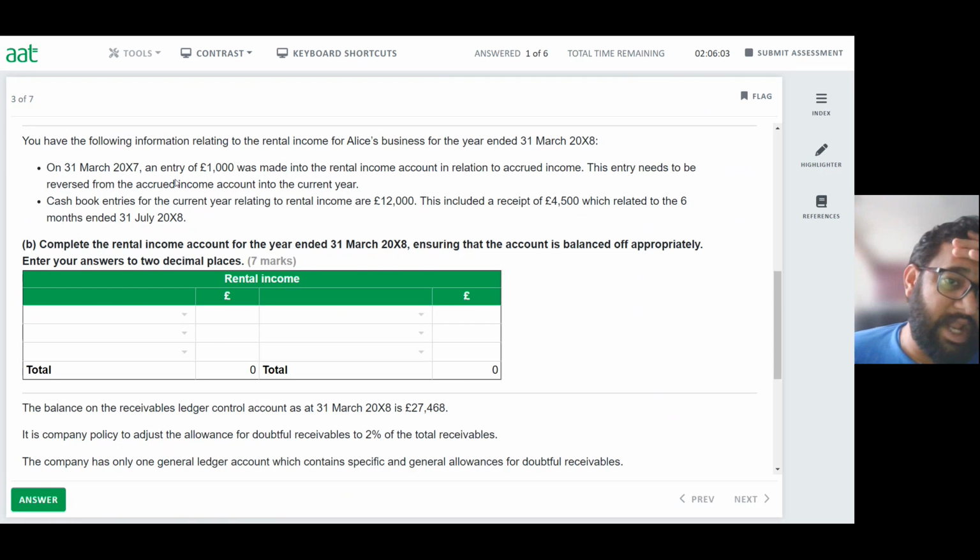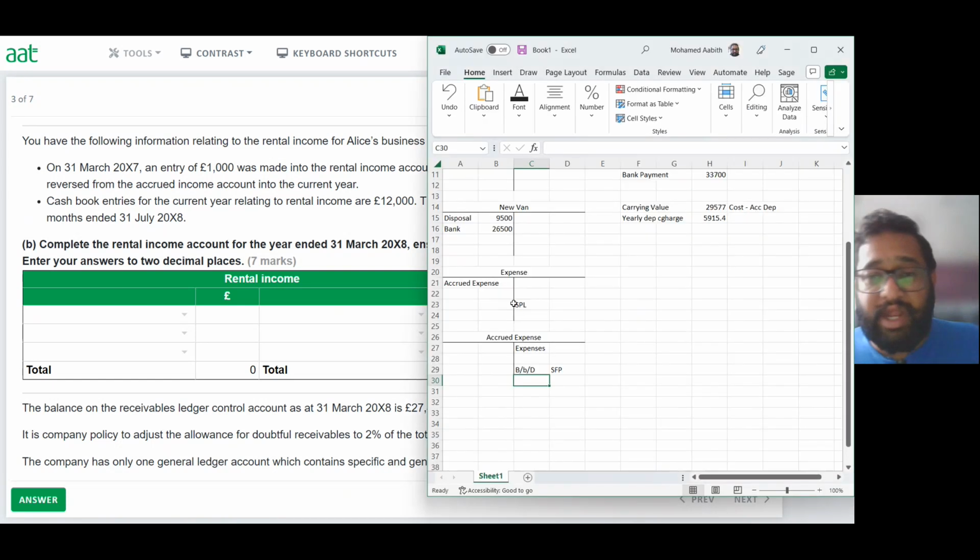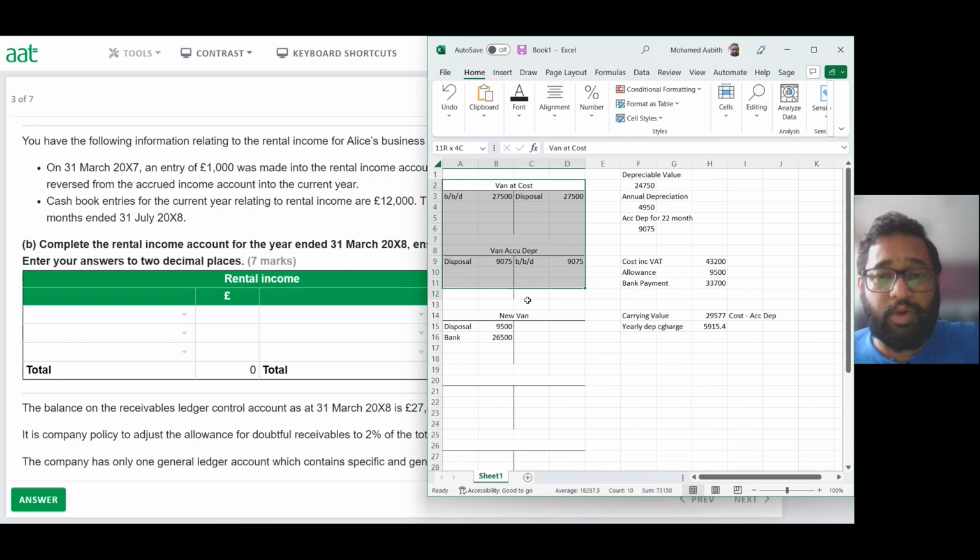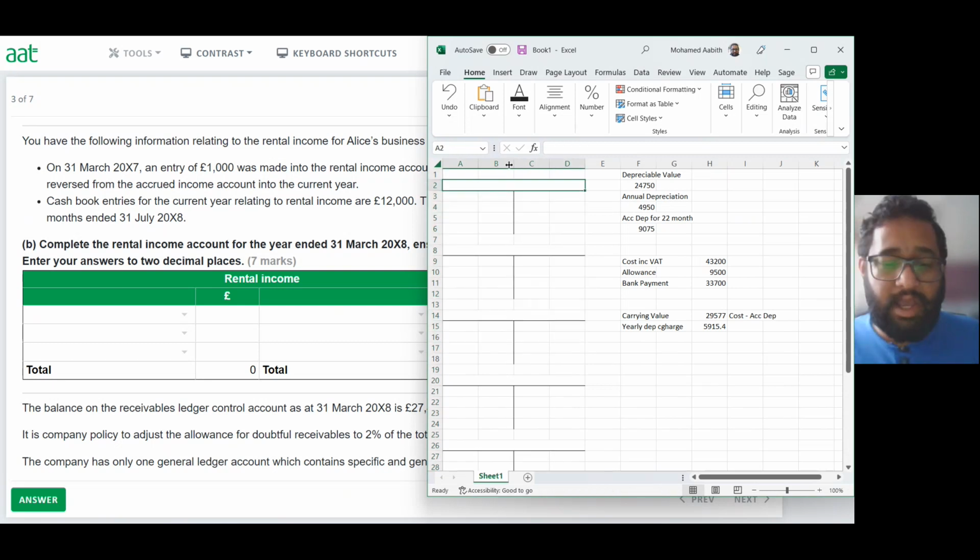On 31st of March, an entry of £1,000 was made into the rental income account in relation to an accrued income. So let's put that into play here. I'm going to delete all of that because I don't need this. I'm going to go back in there. Let's see a rental income account.